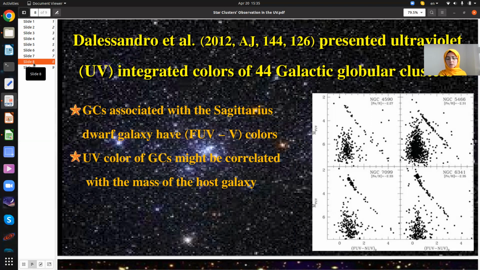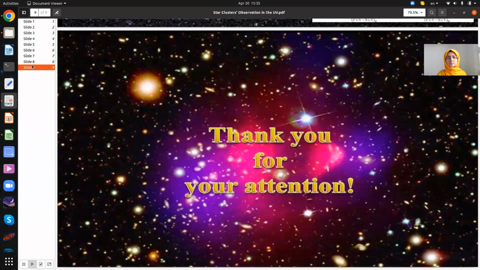We want to do this for more distant clusters and for all available distant globular clusters. This is our aim for this project.